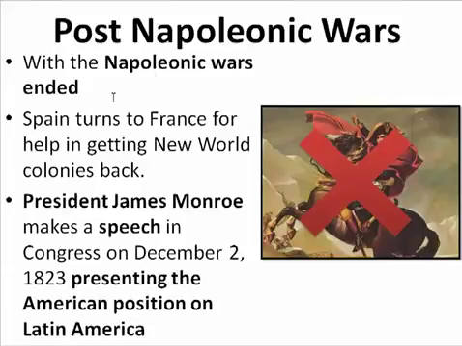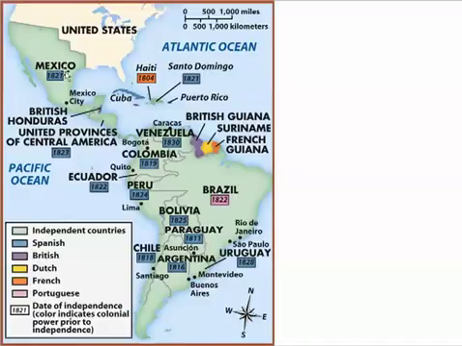The Napoleonic Wars end, and when they do, Spain is humiliated by the loss of its colonies, rebelling, holding revolution, becoming independent. So Spain turns to France and asks France to help them get all their old colonies back. In other words, go back and get those old colonies and subject them to Spanish colonization again. So fearing this was going to happen, President James Madison makes a speech to Congress on December 2nd, 1823, and he's going to present to Congress the American position in Latin America, meaning how we felt about Spain taking these countries back over.